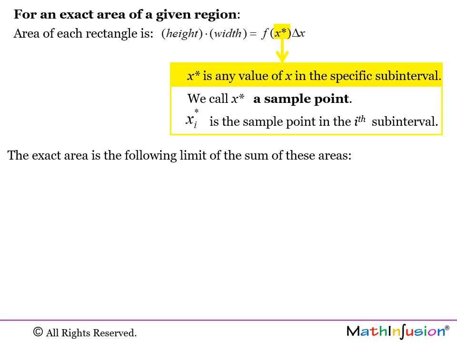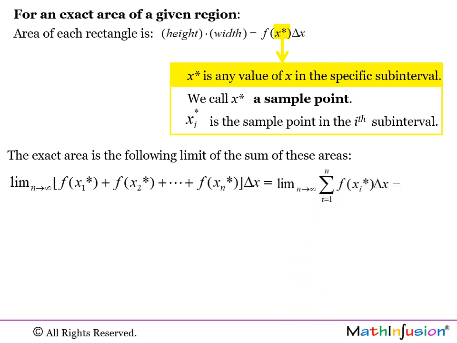The total area is the sum of these areas. So first we are going to sum the values of the f of the x stars, because all the rectangles have the same width, so I can distribute the delta x, but then I will have to take the limit as n approaches infinity. In short, we can use the sigma notation, and we get that the total exact area is the limit when n approaches infinity of the sum, when i runs from 1 to n, of f of x sub i star delta x.